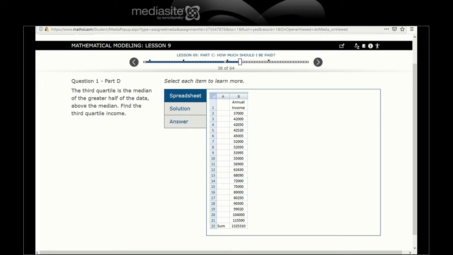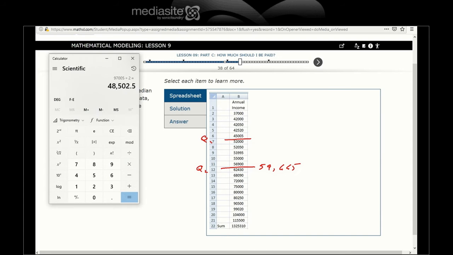Let's see. Here's my median, 59,665. Here's my Q1. Oops, wrong button. 48.5, which is 48,502.50.